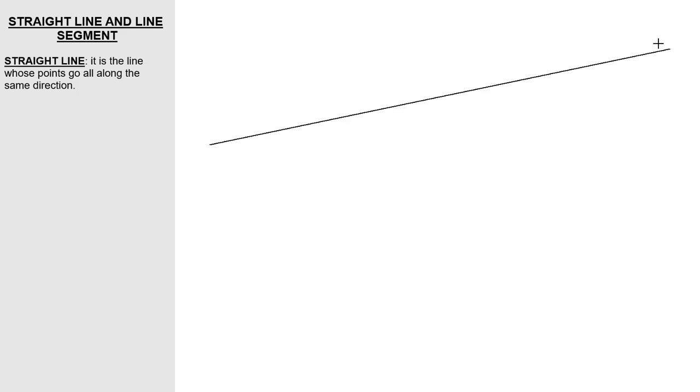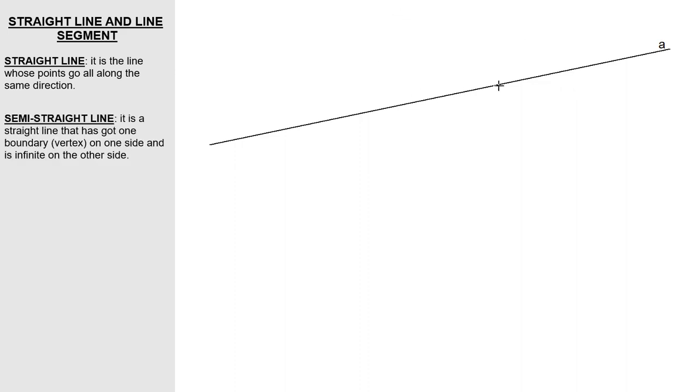Focusing now on the straight line, that is, the infinite series of points that go along the same direction, we get two more figures. The semi-straight line is a line that has a boundary or vertex on one side and is infinite on the other. If, on this line B, we indicate a point B, we are depicting a semi-straight line because it is bounded on this side by point B and it is infinite on the other side.